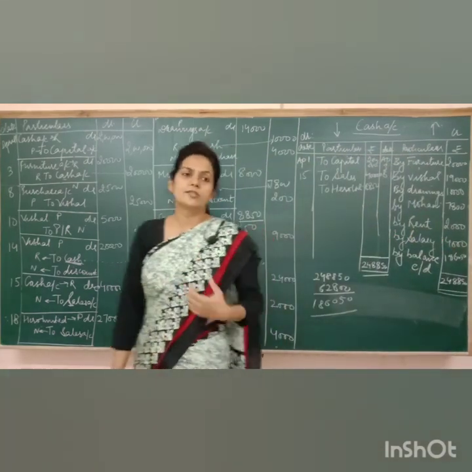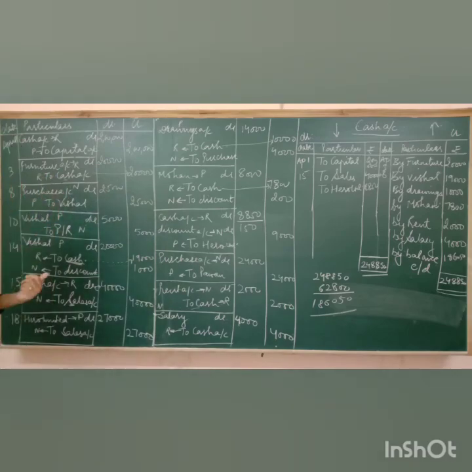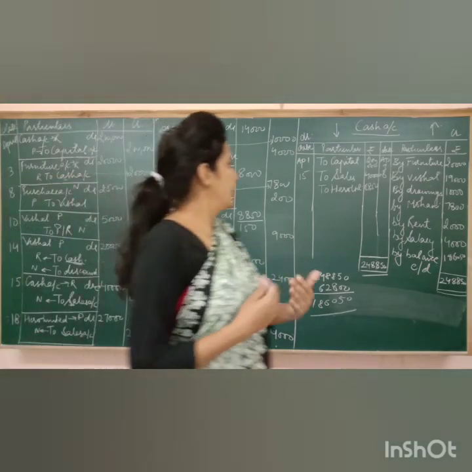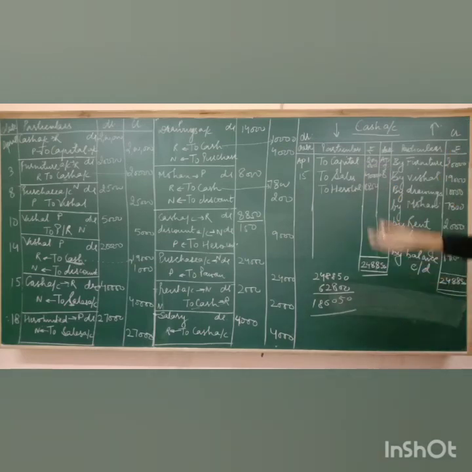Now start with the next real account, that is furniture account. Keep on practicing, just have a look if things are clear, and just keep a note side by side. Now start making the accounts also.